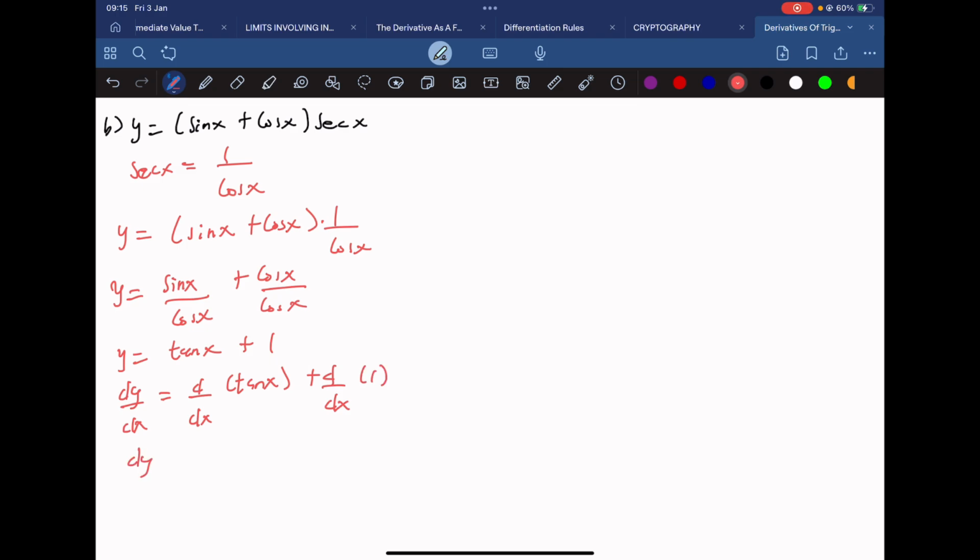dy dx is equal to, now what is d dx of tan x? If we differentiate tan x, we have secant squared of x. And now if you differentiate a constant, you always end up getting 0. So secant squared of x plus 0 is secant squared. So this brings us to the end of the video.